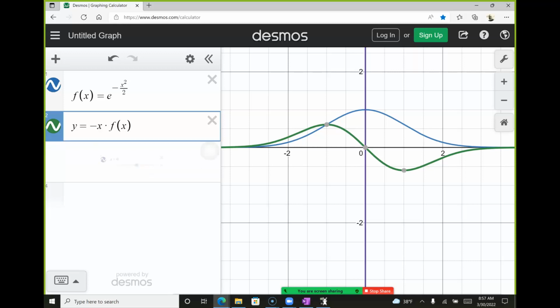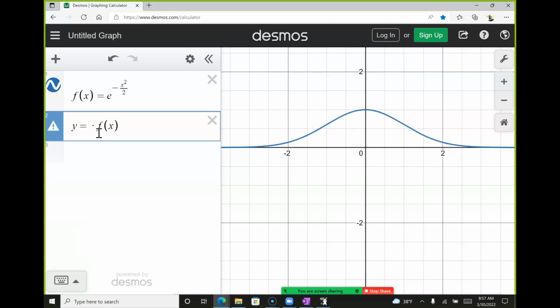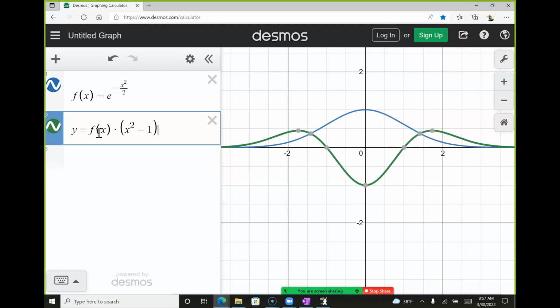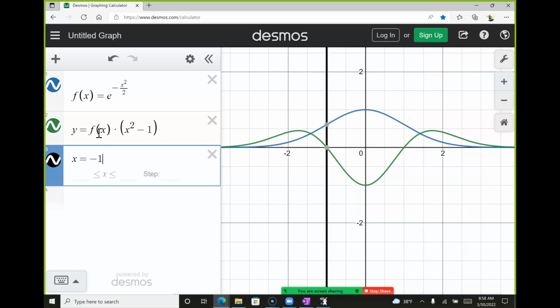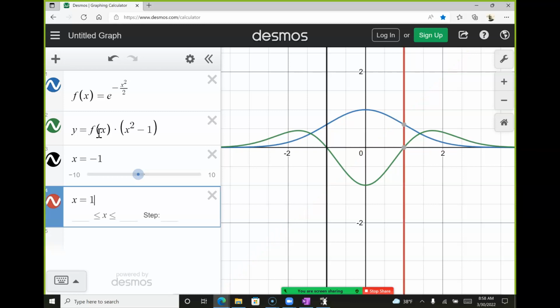Let me put in the second derivative. So I had f of x, that original e to the minus x squared over 2, times x squared minus 1. There's my second derivative. Okay, now look at the first part where it's concave up. Where are my criticals? x equals plus or minus 1: x equals negative 1, and x equals positive 1. So you can see I'm putting those vertical lines in to show where things should be changing.